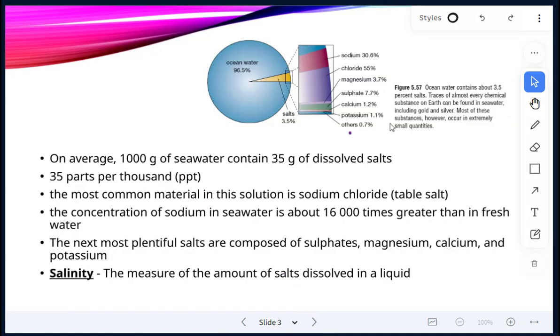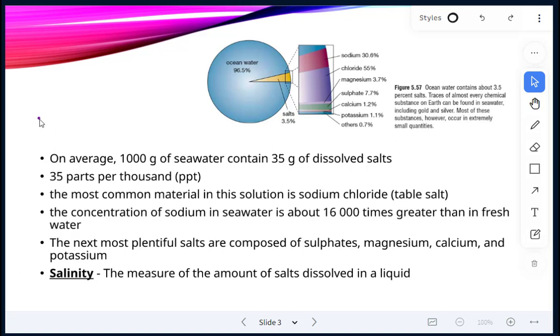So let's take a look at this first diagram here, looking at the salts. We're looking at the ocean water, 96.5%, and here the salts, about 3.5%, and then all the different salts that we see. Sodium is about 30.6, chloride 55, and then we get into the much smaller amounts here. Traces of almost every chemical substance on Earth can be found in the seawater, including gold and silver, but again, in extremely small quantities.